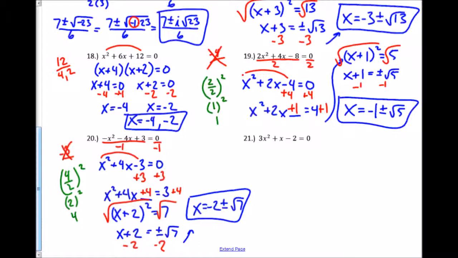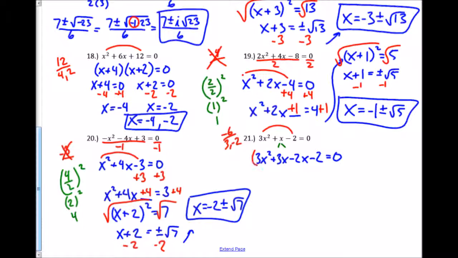Number 21. Once again, the first thing I always want to do is check to see if it can be factored. I build a bridge, two numbers that multiply to a negative 6, but add to a positive 1. That's a 3 and a negative 2. So this one can be factored, but I can't use my shortcut. I have to split up the middle term. Remember, this is the one where I'm going to do factoring by grouping and say 3x squared plus 3x minus 2x minus 2 equals 0. I split up that middle term, that x, into a 3x and a minus 2x.